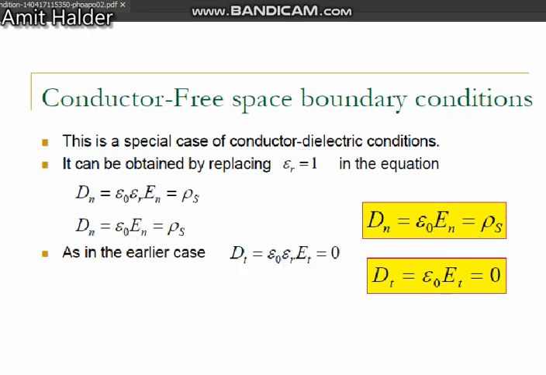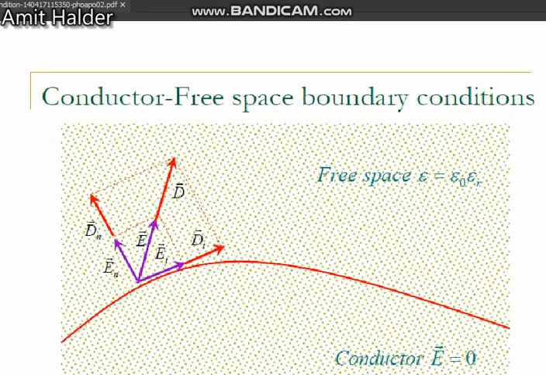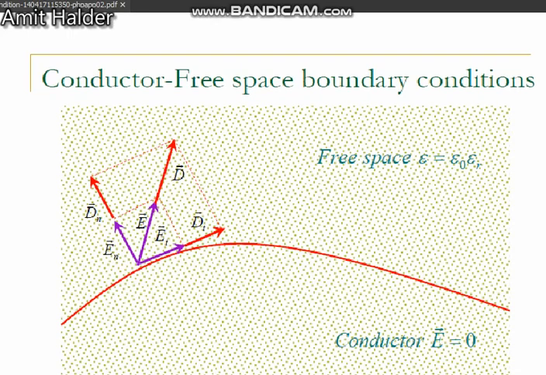That's it. And lastly, the conductor free space boundary condition. Here we can see in free space epsilon is equal to epsilon naught epsilon r, and the field in the conductor is equal to 0. That is the conductor and free space boundary condition. In free space we can replace epsilon r with 1. That is the boundary condition of the conductor free space boundary.